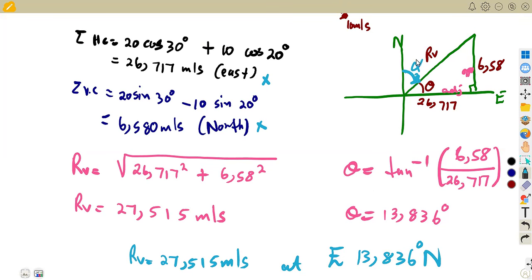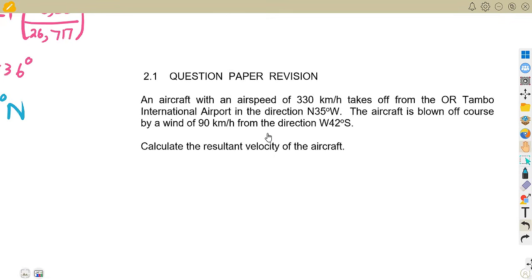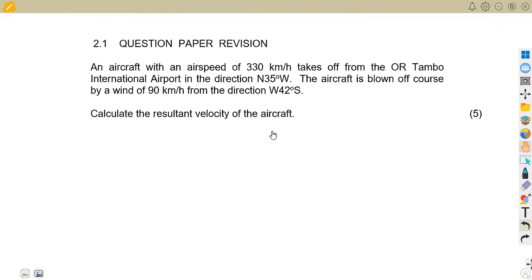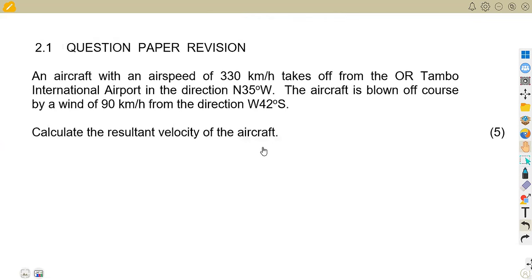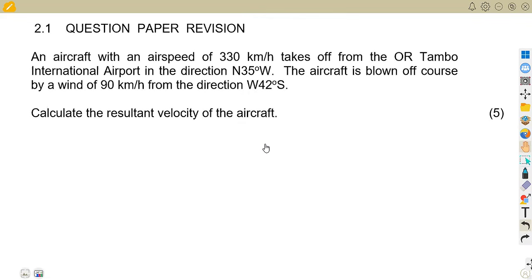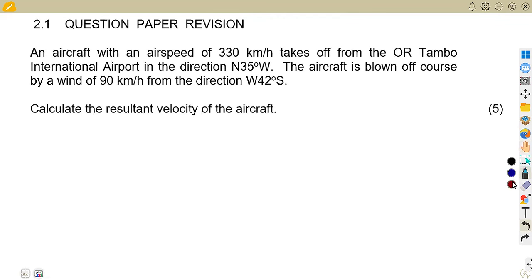All right, so I want us to work as many questions as we can. These are the typical questions that you might be given in this case. So we've got a question paper here. We're going to try to work this one, question paper revision, because of our time, but you can try as many questions as you can. We want to see how they ask these questions.